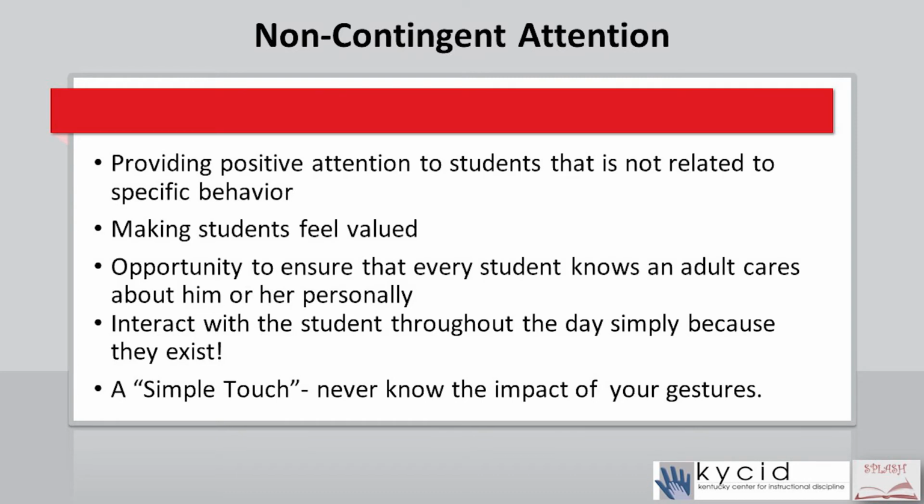You also need to know your students. Some students with significant disabilities may not like to be touched, especially those students with autism or who are older. Nonverbal examples of non-contingent attention may be high fives, handshakes, pats on the back, etc.